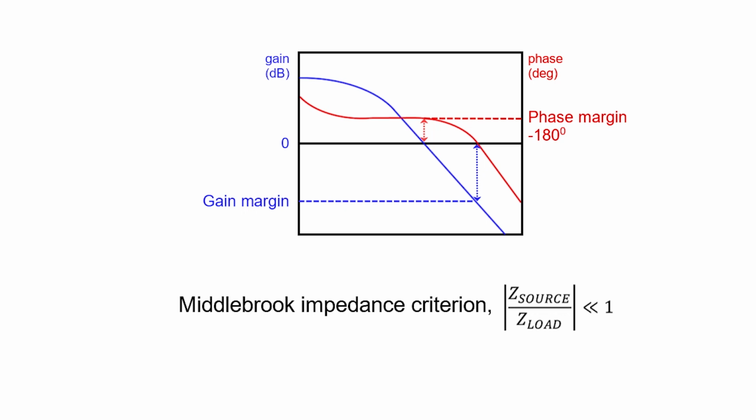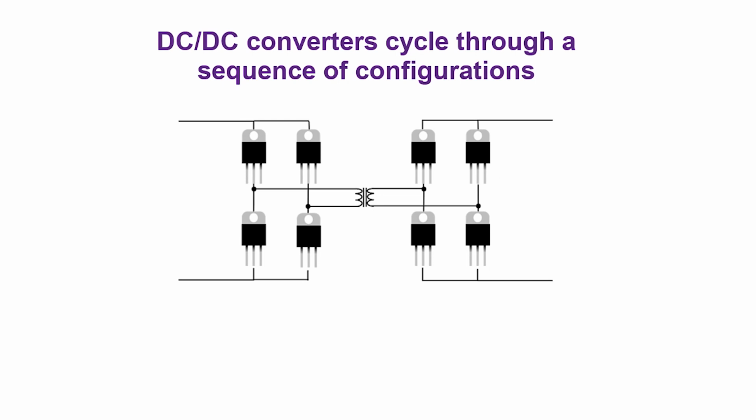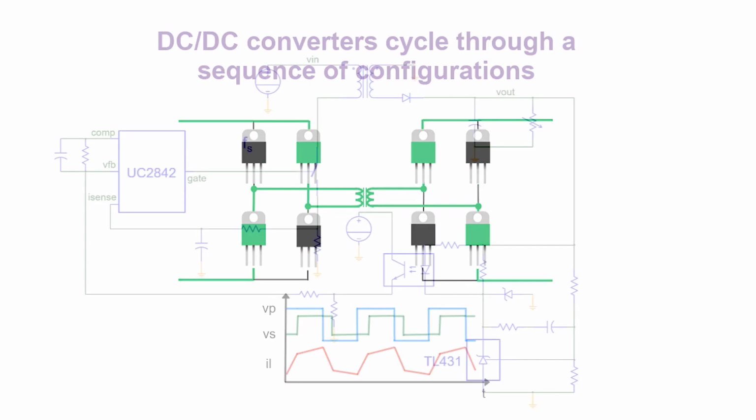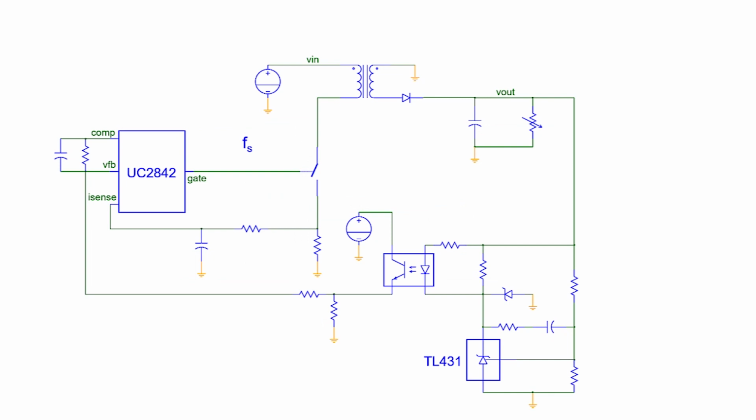Stability criteria like phase and gain margins or the Middlebrook impedance criterion can be applied to the Bode plots produced by the AC analysis. In steady-state operation, switching DC to DC power converters cycle through a sequence of configurations, each corresponding to a particular state of the power semiconductor switches. For example, here is a flyback converter.